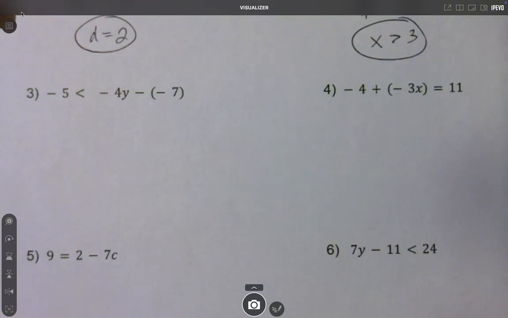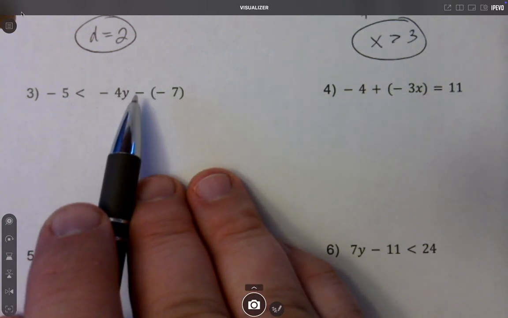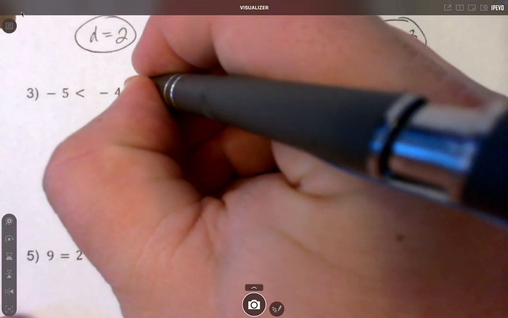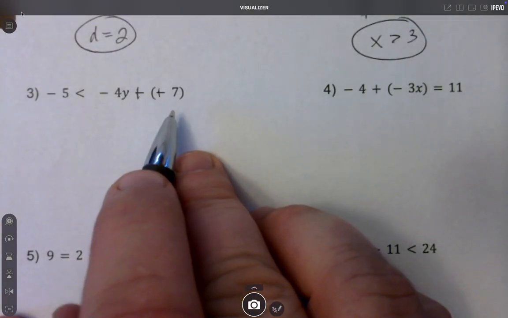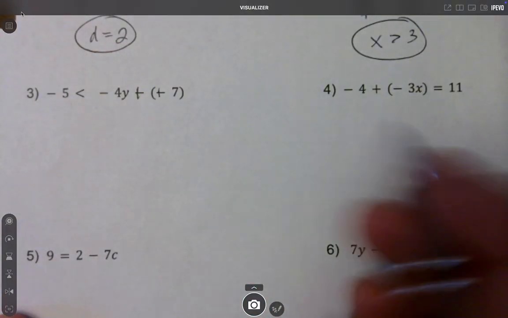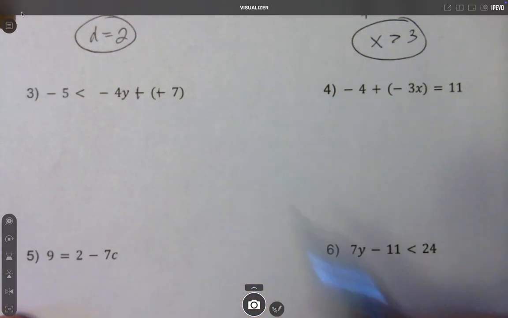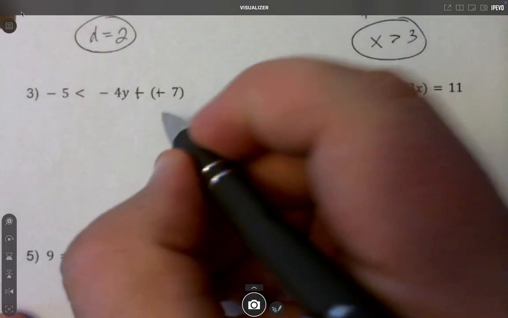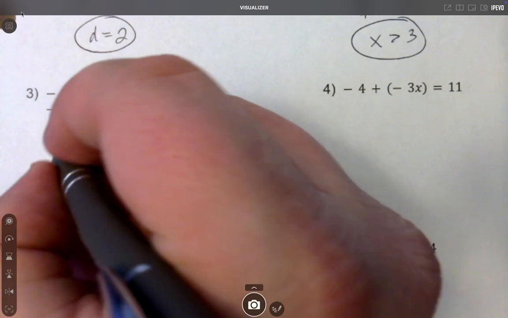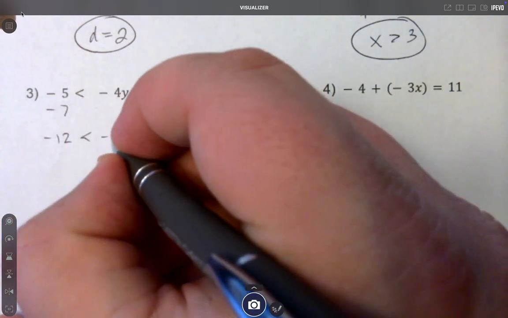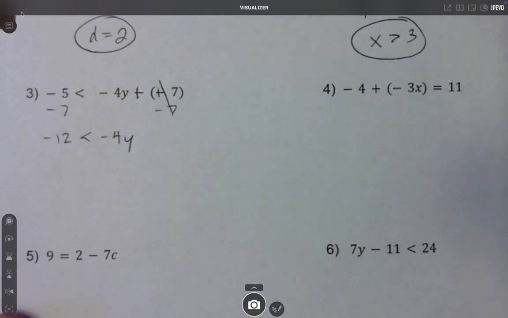Okay, number 3. Like I talked about in the one-step lesson, anytime you see minus and negative, you should change it to plus a positive. Because subtracting a negative is the same thing as adding a positive. It's because of the keep, change rule. Okay, so step 4, we need to subtract 7 from both sides. Get negative 12 is less than negative 4y.